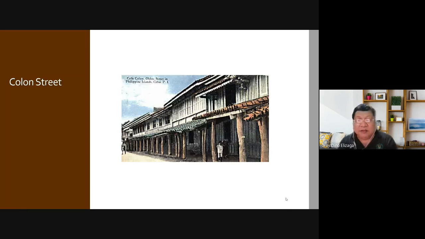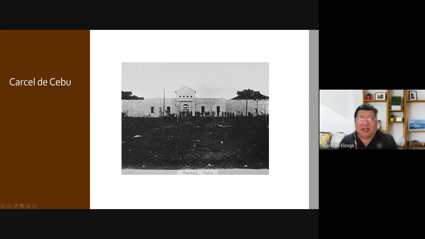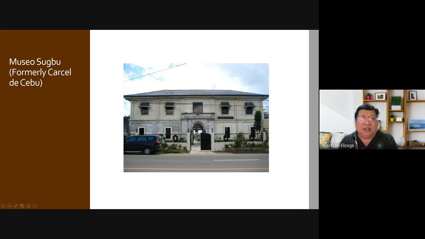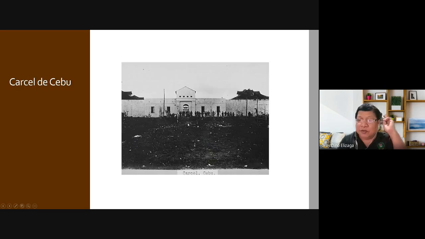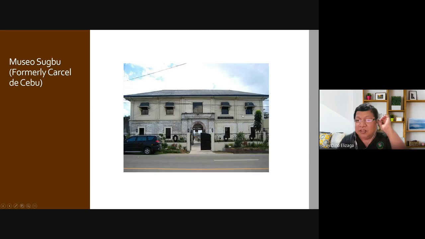And then the Colon, which is actually just like 2 blocks away right now. This is the old Colon. The Carcel de Cebu, which is now the Museo Cebu. If you notice, for this one, they added a second floor and then removed this second floor, and so this is how it looks now. Okay.